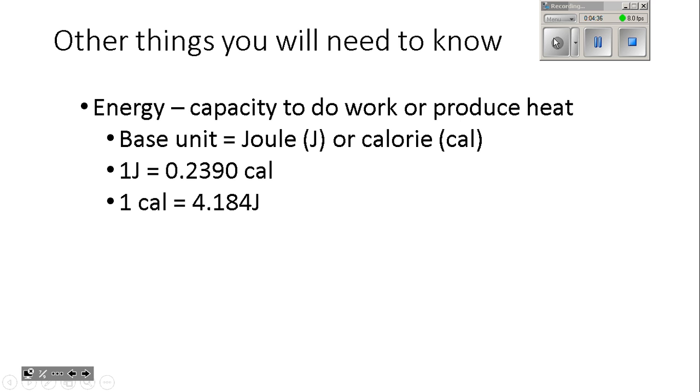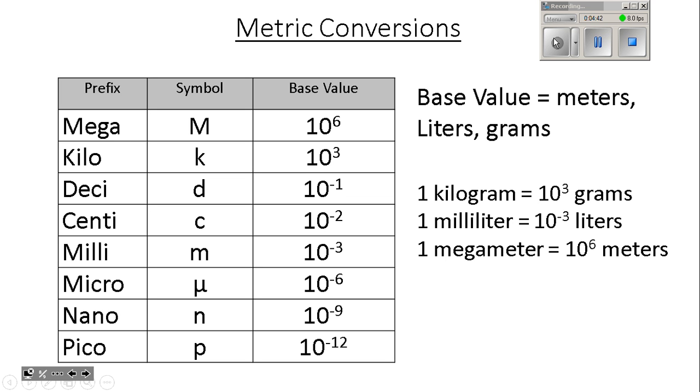Energy is the capacity to do work or to produce heat. It's a joule or a calorie. This is something that we will touch on in later units, so it's not something that you absolutely have to have now. Now, we will be learning how to do metric conversions starting today.